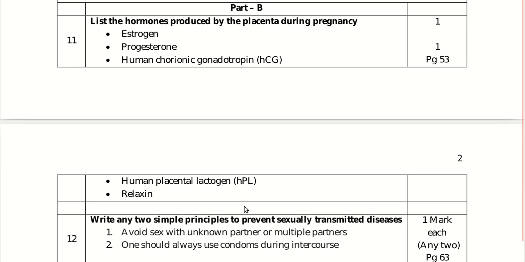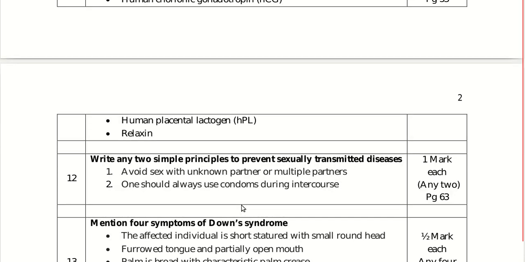Write any 2 simple principles to prevent sexually transmitted diseases. Avoiding sex with an unknown partner or avoiding sex with multiple partners is one way of preventing sexually transmitted diseases or STDs, which are also called venereal diseases or VDs. And one should always use condoms during sexual intercourse.